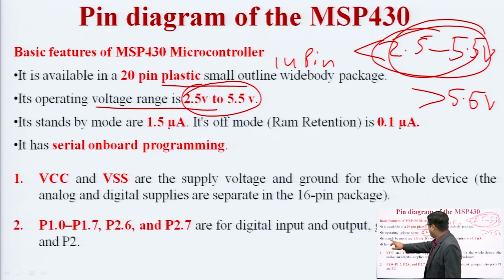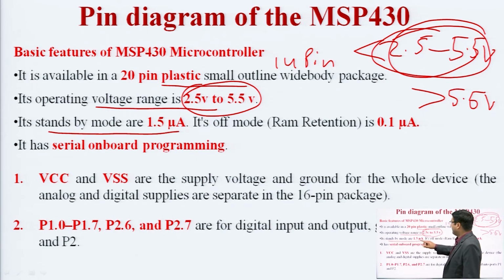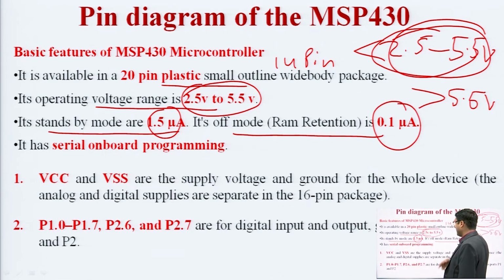Okay. So next, its standby mode current is 1.5 microampere. Standby mode means that if we are not using the MSP430 microcontroller, it will be in the idle state, and to transfer from the idle state to the active state, its standby current is 1.5 microampere. It will take very little time to trigger from the idle state to the active state. Its off mode RAM retention is 0.1 microampere, very low compared to the other microcontrollers available.